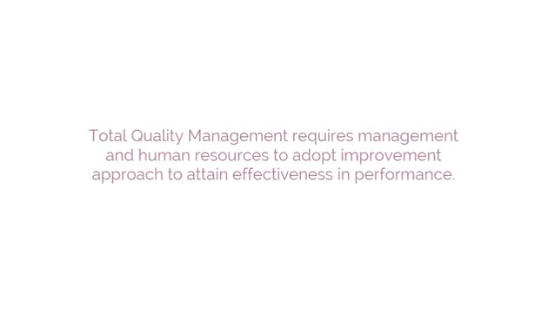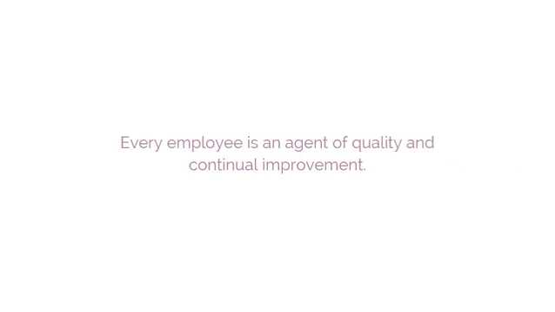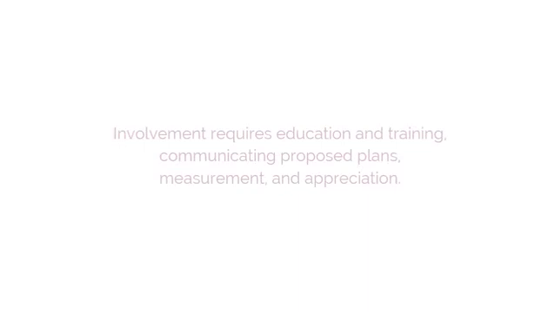Total quality management requires the high-level dedication of management and human resources to adopt a continuous improvement approach with the intent to attain effectiveness in organizational performance. The second principle is employee involvement and empowerment. In TQM, every employee is an agent of quality and continual improvement. This involvement requires education and training, communicating proposed plans, measurement, and appreciation.